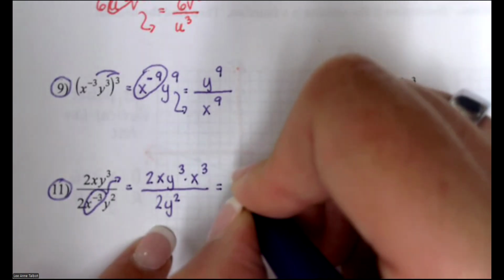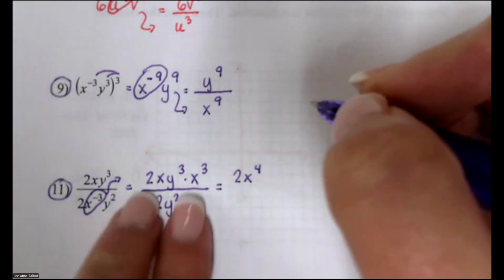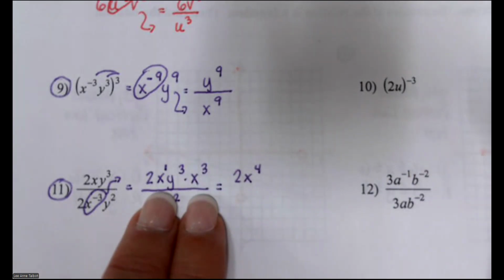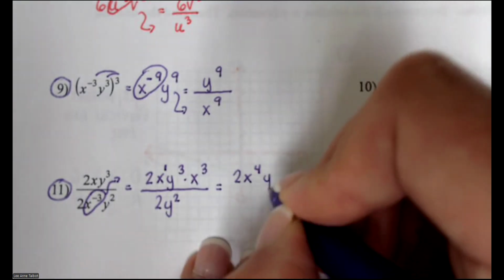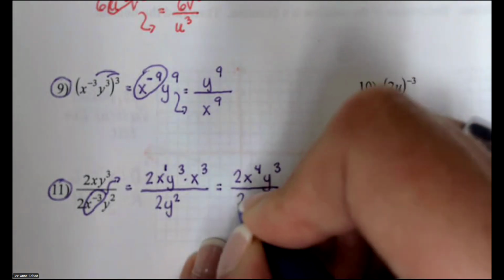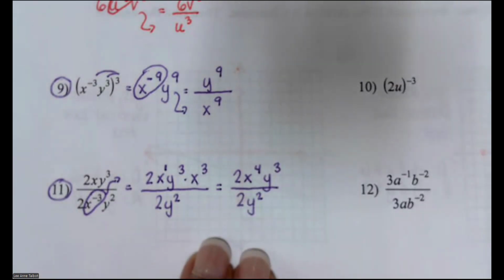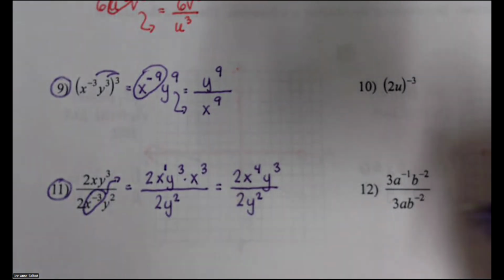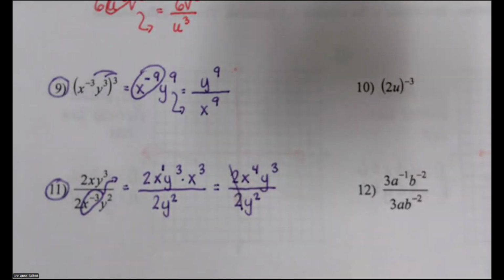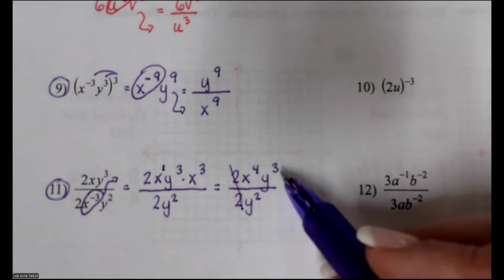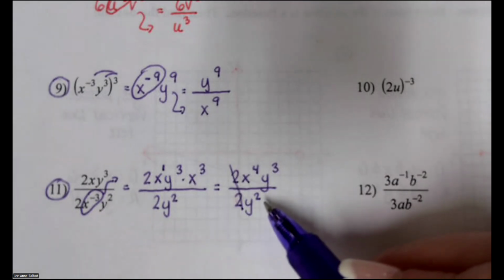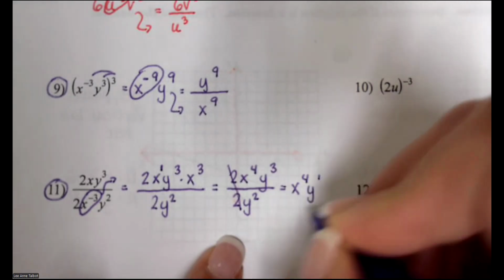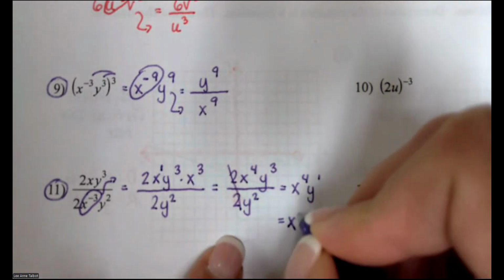Now I have 2x to the 4th. So notice there's 1x there and 3 x's there, which makes x to the 4th. Y cubed over 2y squared. And 2 over 2 is 1. And what's 3 minus 2? 1. So I have x to the 4th, y to the 1, which is x to the 4th, y.